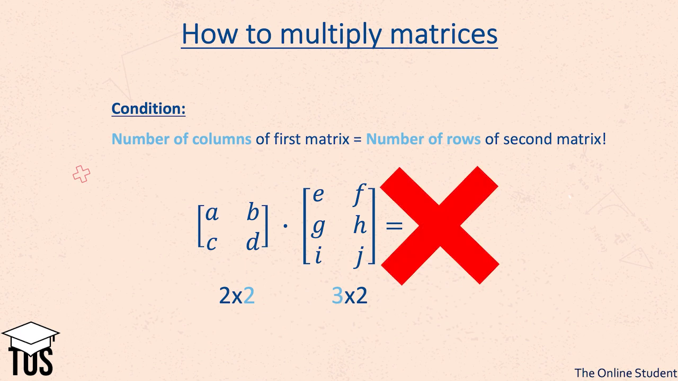When you get an example like this, you should immediately know that it is impossible to multiply these two matrices. This has no outcome.